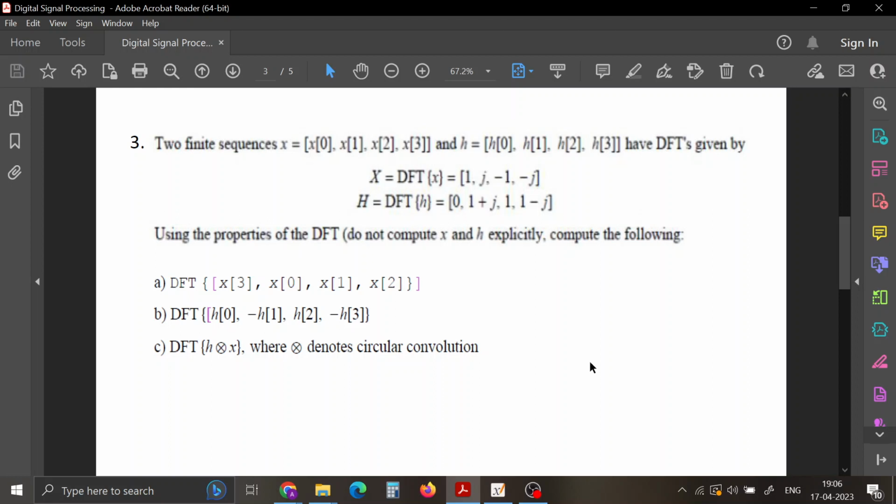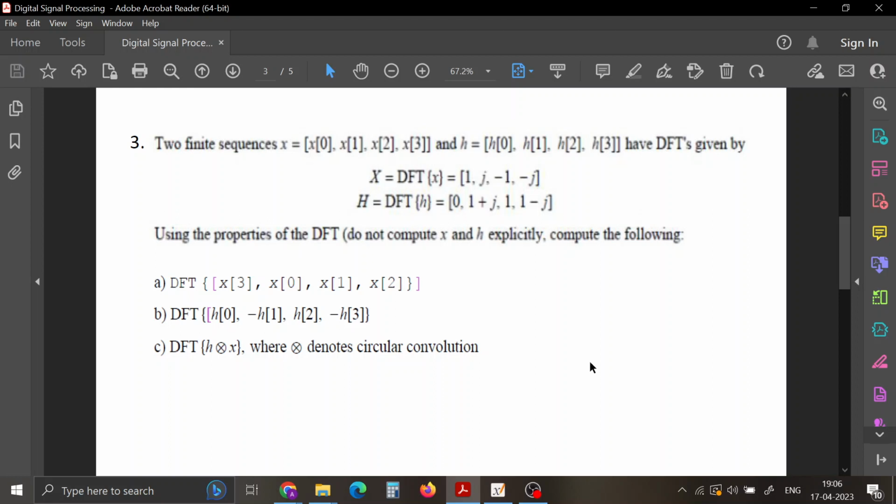And again, in part A there was a relation between the given sequence and our original sequence small x. Similarly in part B also there is some kind of relation between the given sequence, h of 0, minus h of 1, h of 2, then again minus h of 3, and our original sequence, which is small h. It's exactly the same.